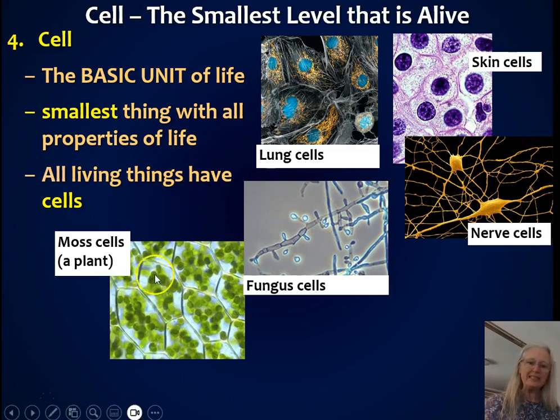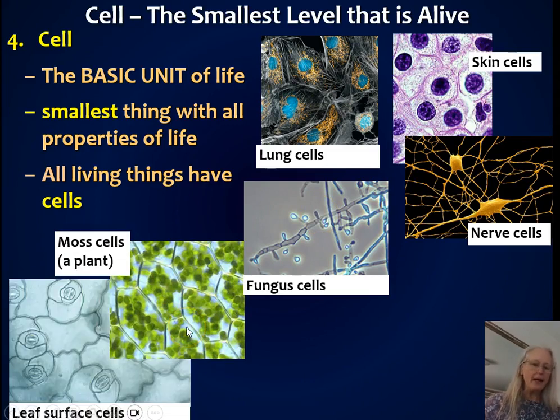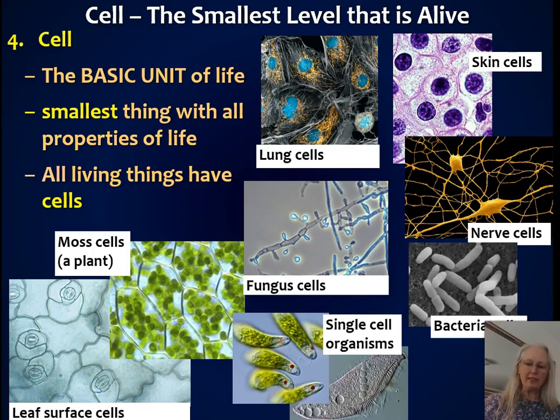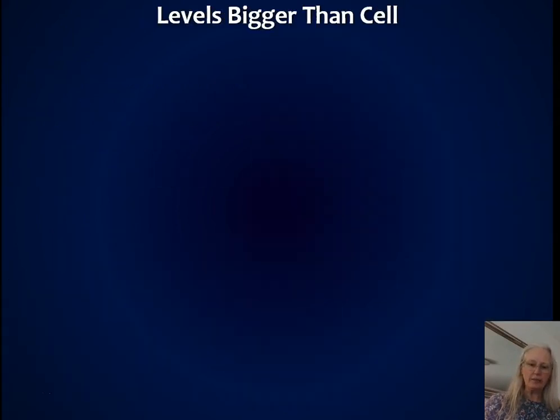So moss cells, and we're going to learn a lot about these little green things inside the moss cell. These are cells from the skin of a leaf, the surface of a leaf. I really think they're quite beautiful. All right, and some organisms only have one cell, so then we call it a single cell organism. The entire organism is made of one cell. And bacteria has cells also.